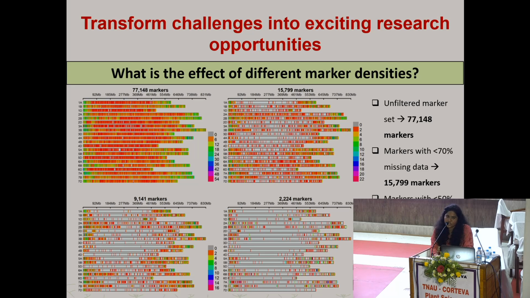So in this figure, I'm showing you the distribution of markers in the bread wheat genome. We start with about 77,000 markers, which is an unfiltered set. And then when we filter for 70%, 50%, and 10%, you can see the number of markers coming down, especially in the centromeric regions where you have fewer markers, and the markers are more towards the telomeric ends. So we have 15,000 markers, 9,000 markers, 2,000 markers. And we wanted to do predictions using these three different sets and see if predictions with these different marker densities would show any difference.